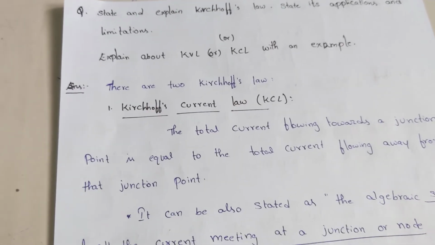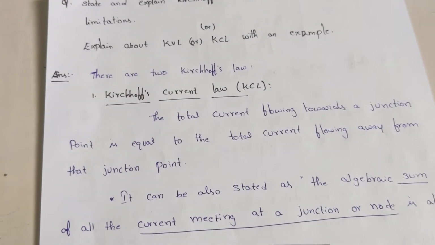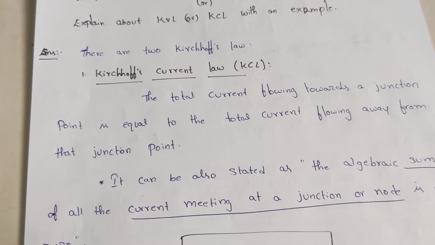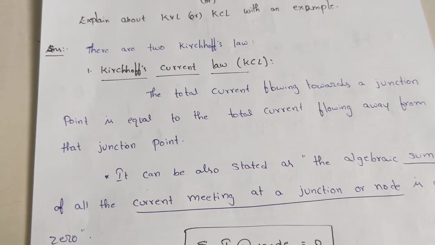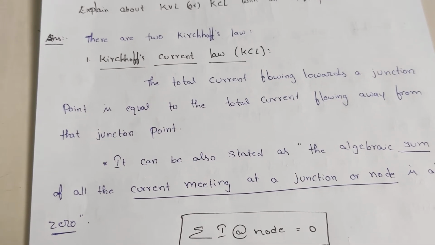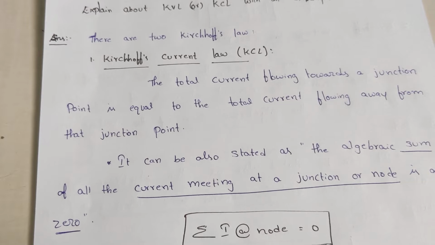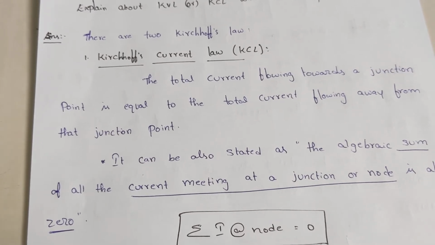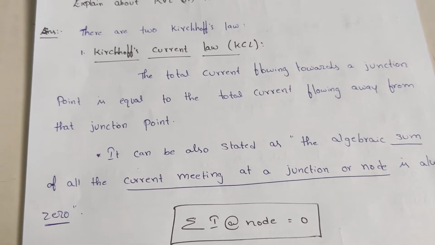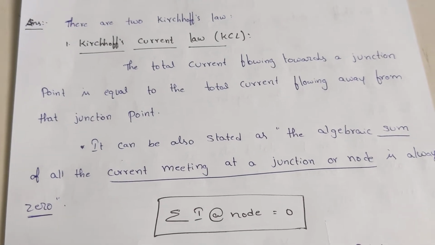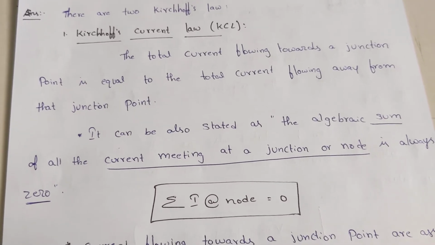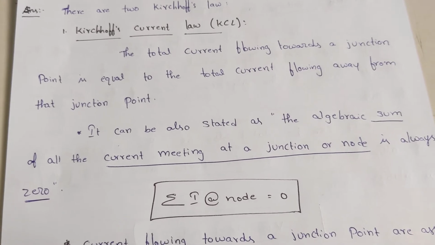Here I'm giving my answer. We know that we have two different laws in Kirchhoff's law, that is KVL as well as KCL. The KCL states that whatever the incoming current at a junction should be equal to the current leaving the junction. So the first point I mentioned is that whatever current is flowing towards the junction should be equal to the current leaving the junction.